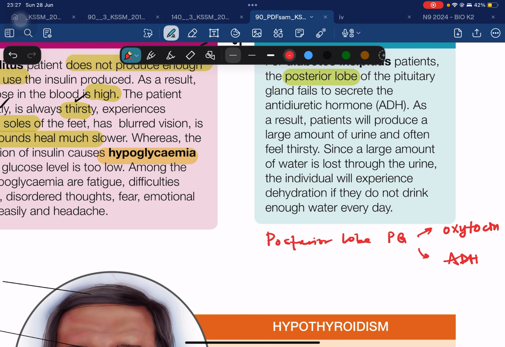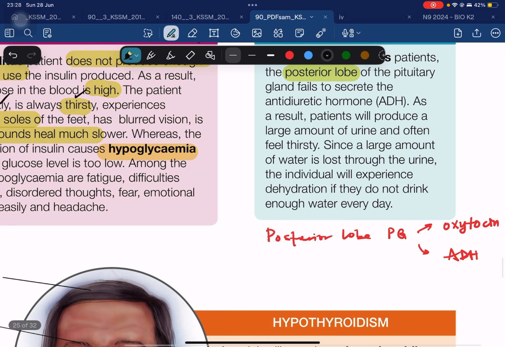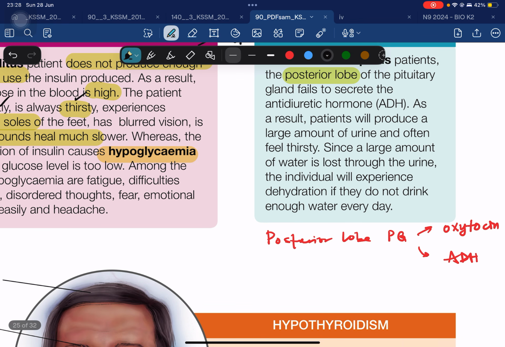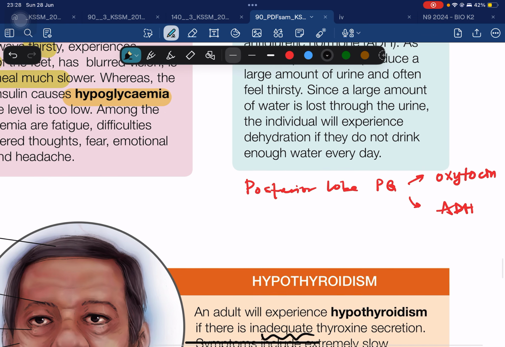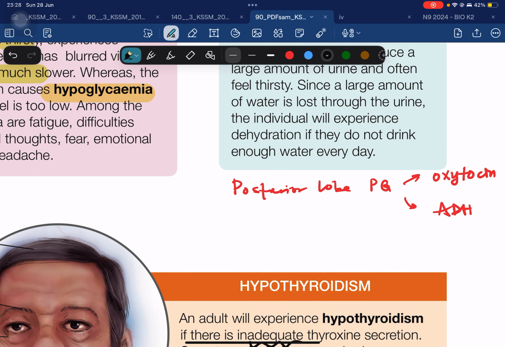What is the role of oxytocin hormone? It helps in the contraction of the uterine muscle when a mother wants to deliver the fetus, and it also produces milk for the fetus. This is the role of oxytocin. But ADH helps in regulating the urine. So how does it work? I think you will be learning it also in chapter 13, if I'm not mistaken.